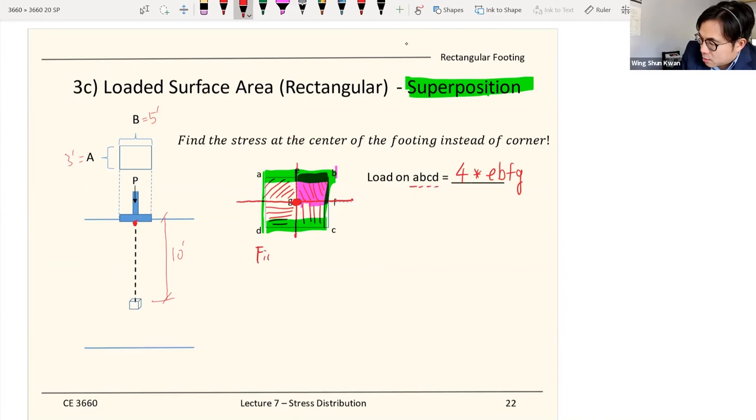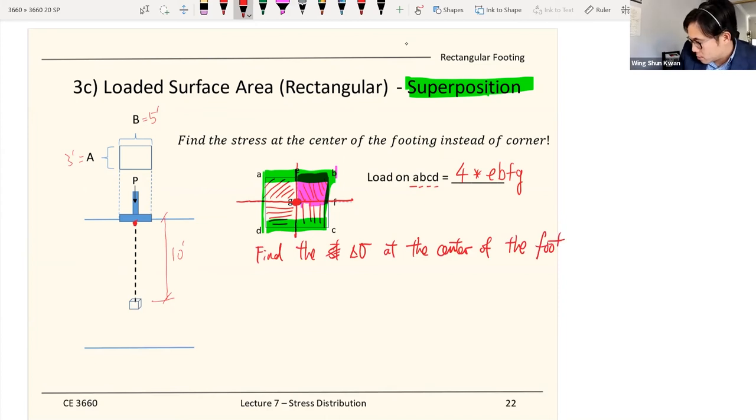So here, find the distributed stress at the center. So this part now, the dimension is 5 divided by 2, right? 5 feet divided by 2. Half of the original length and also half of the original width. So half of the length and half of the width.